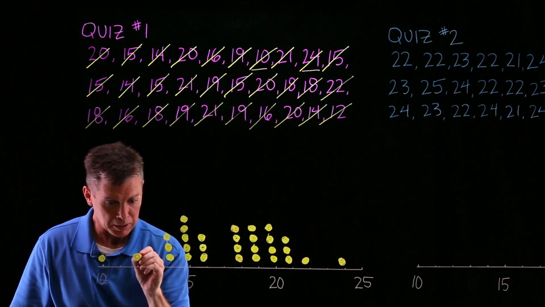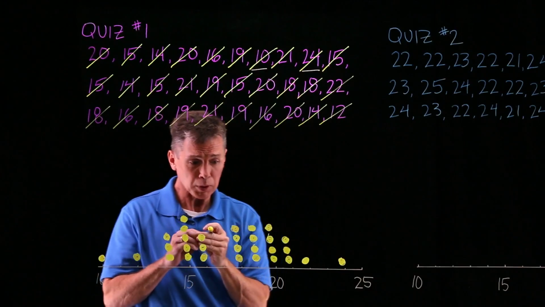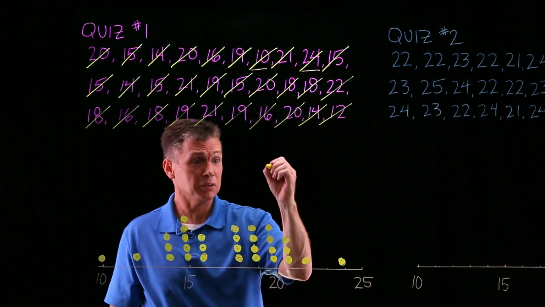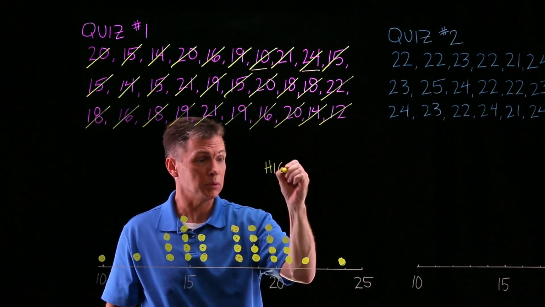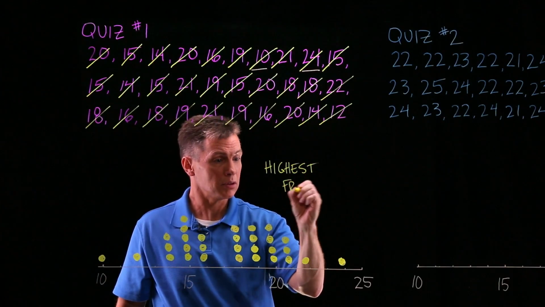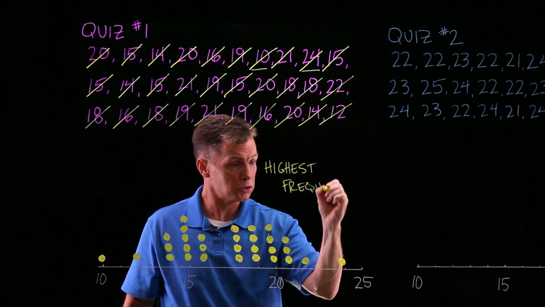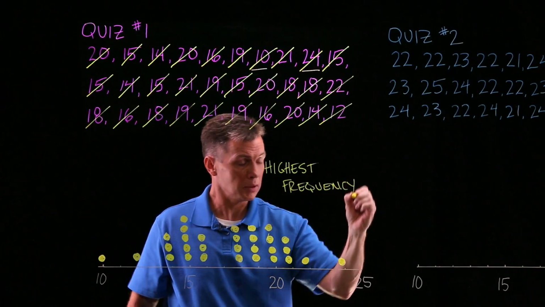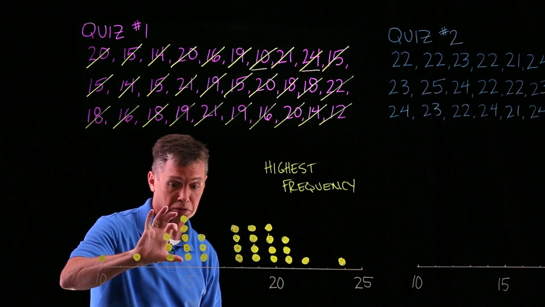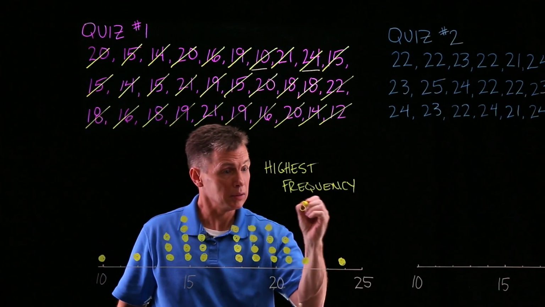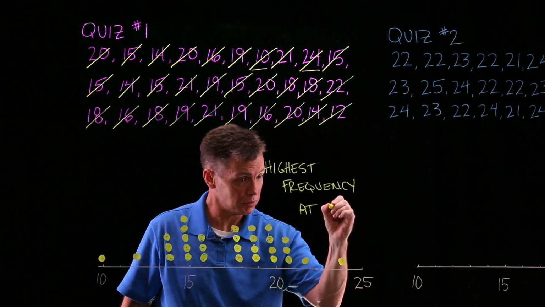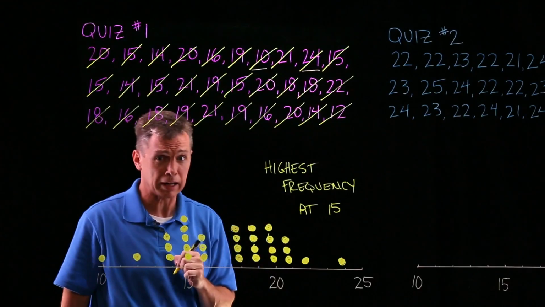Okay, I think I have all my data points. It's a little bit of time, but there's our line plot. We're done with that task, but they also do ask us for the highest frequency. And from your graph, you're just looking for which score on the quiz has the most dots above it. So we're looking for that highest stack, which for me looks like it's at the 15. Highest frequency, I want to say at 15, or 15 has the highest frequency.